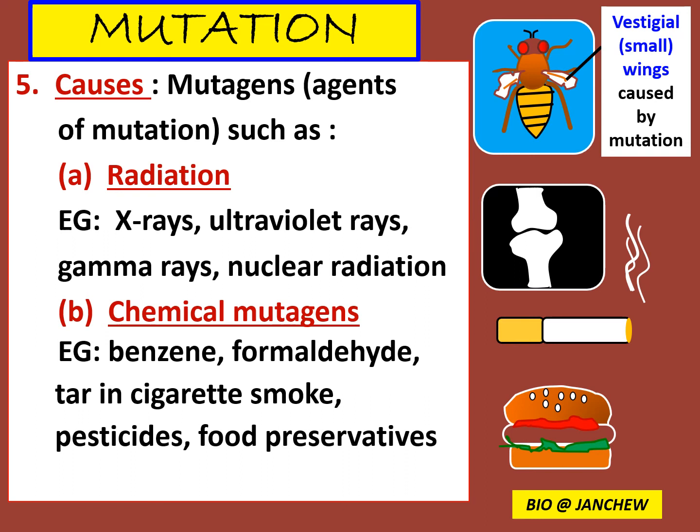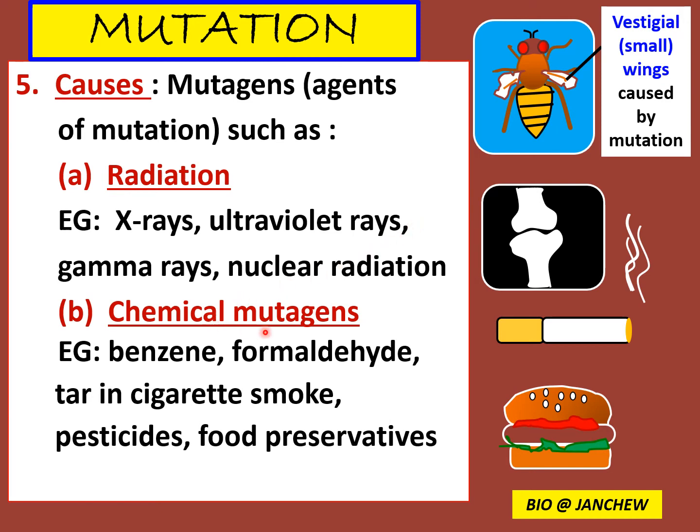Now, what causes mutation? So mutation is caused by mutagens or agents of mutation, such as radiation, for example, X-rays, ultraviolet rays from the sun, gamma rays, nuclear radiation. Okay, for example, X-rays. So we should limit our exposure to X-rays because it can cause mutation. And then for the sun's UV rays, which can be very dangerous, we should also make sure that we are not exposed too much to the rays of the sun.